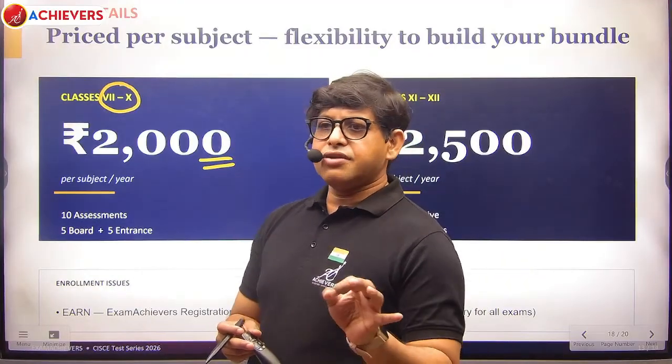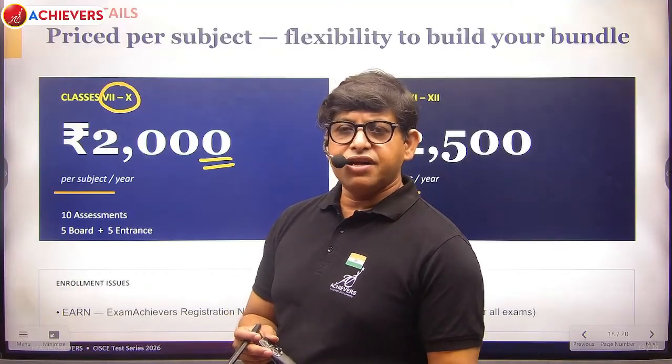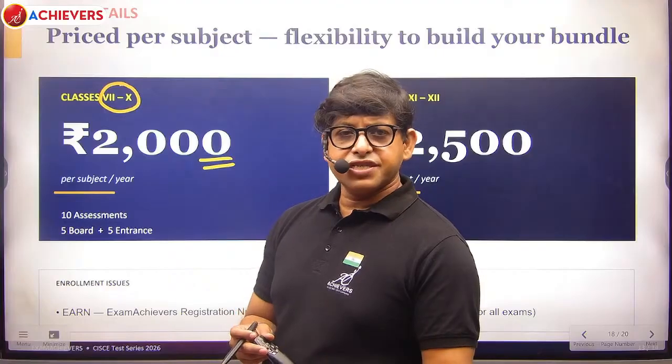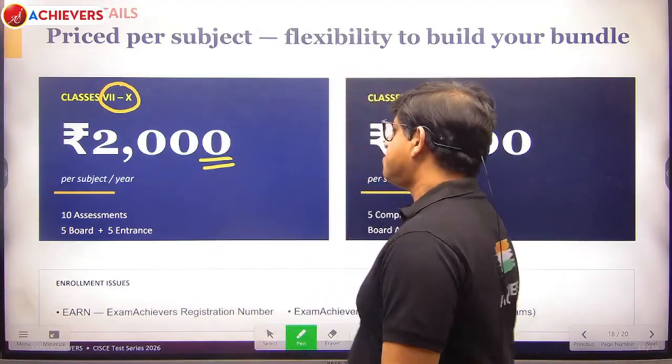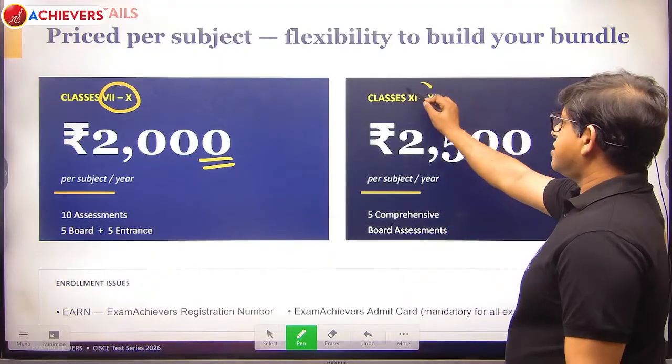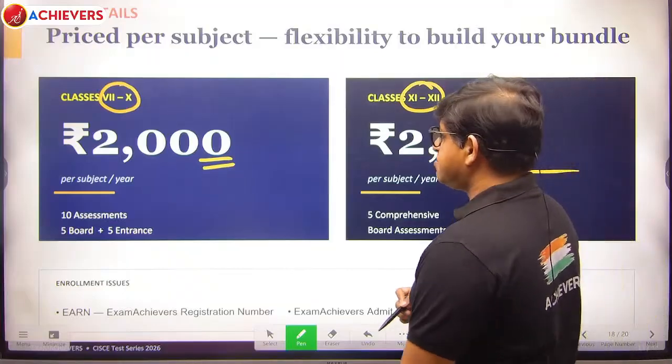I would suggest that you go for PCMB, but it's up to you. Suppose you are giving good exams elsewhere, only you are having a chemistry problem or physics problem, you can take that only. But 2000 rupees per subject per year. And for classes 11, 12, it's only 500 extra, 2500 rupees per subject per year.